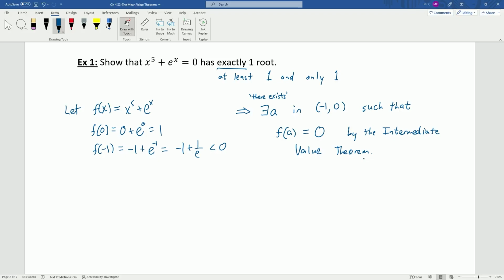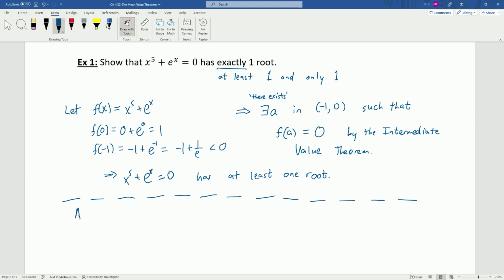Okay, so that tells us that x to the 5th plus e to the x equal to 0 has at least one root. But now we want to show that it doesn't have any others. There's only one solution to the equation.